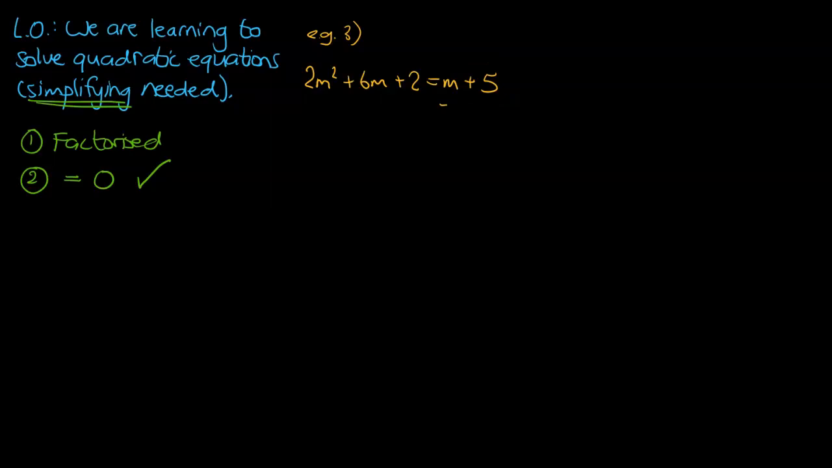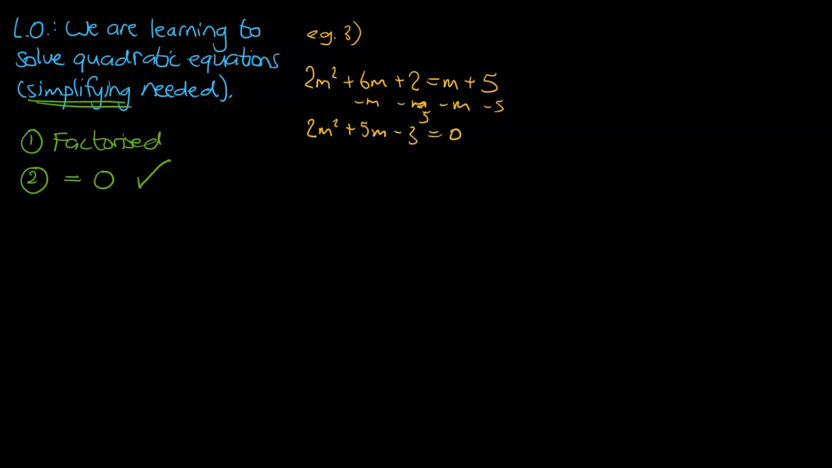So let's get rid of the m. We're going to go minus m. We're also going to do minus 5, minus 5. So that means 2m squared plus 5m, I've written m there, but that's meant to be 5 before, wasn't it? Minus 3. That there is equal to 0.